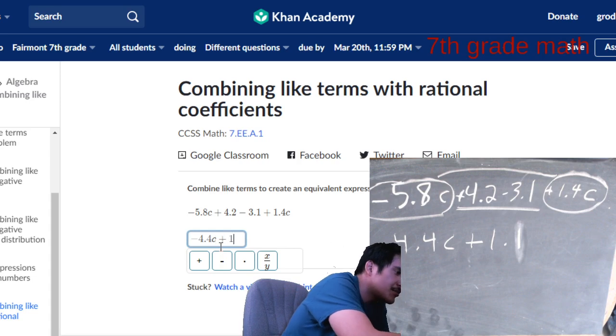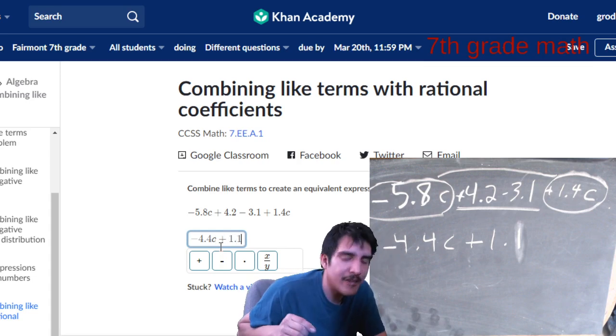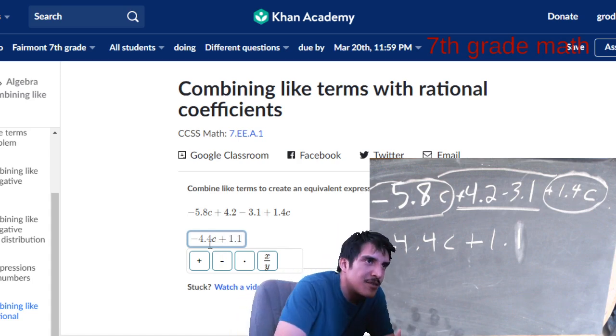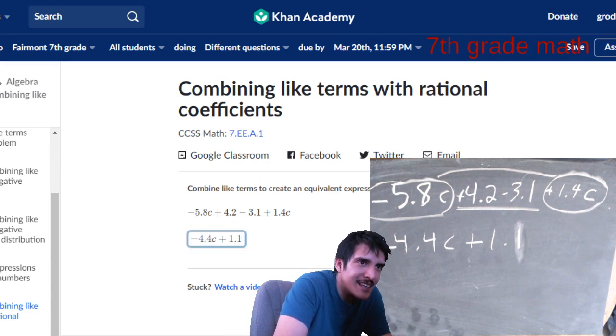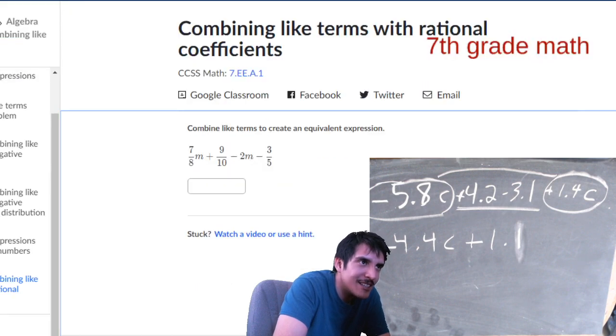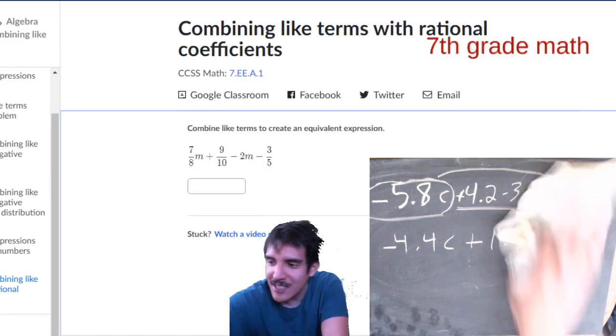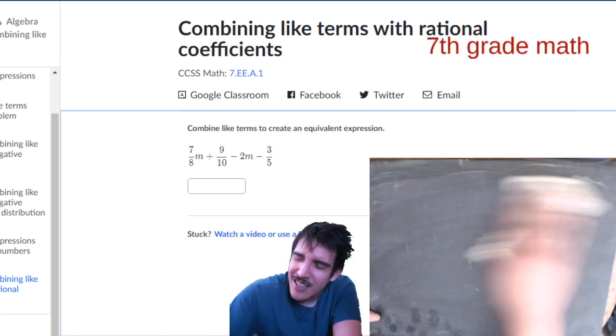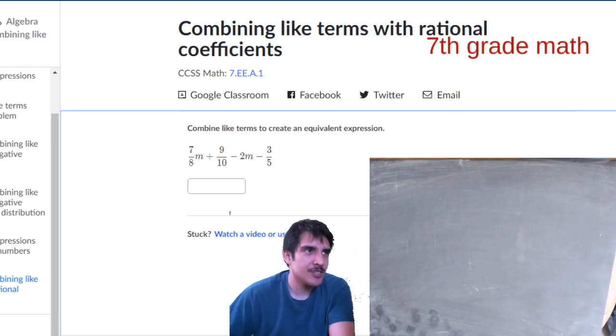4.4c plus 1.1. You should see my keyboard right now. It's covered in chalk. It's horrible. Is that it? That's it. Wow. Guys, this is like nothing, dude. This is easy. This is so easy, guys. Just listen, our learning is going to be just fine, okay?